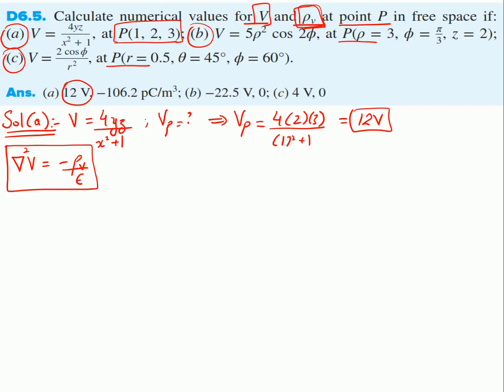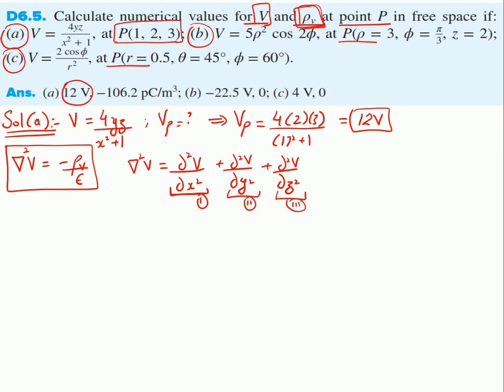In order to utilize this, we need to know what del square V is. So first let us operate on del square V. Del square V is basically the partial derivative, del square V divided by del x square, plus del square V divided by del y square, plus del square V divided by del z square. Now let us do these one by one. We start with the first, then solve the second partial derivative, and then the third.